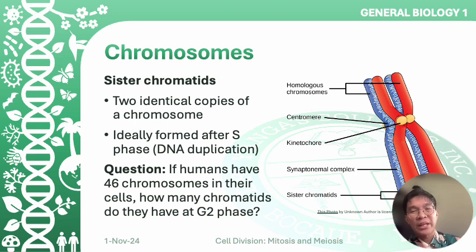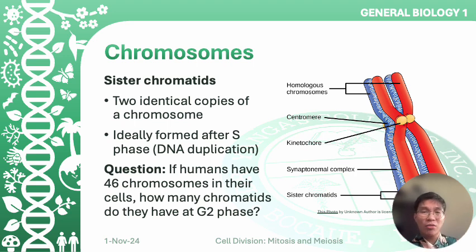So, balikan. If humans have 46 chromosomes in their cells, how many chromatids do they have at G2 phase? So G2, nangyari siya after ng S phase. So nagduplicate na yung DNA. Dumoble na yung chromatids ng inyong mga chromosomes. So dapat, meron na siyang 92 chromatids.